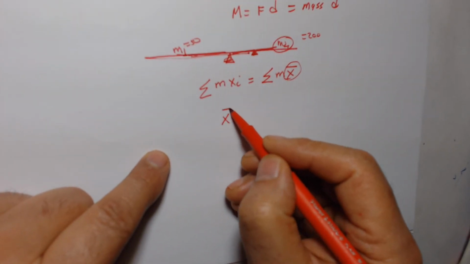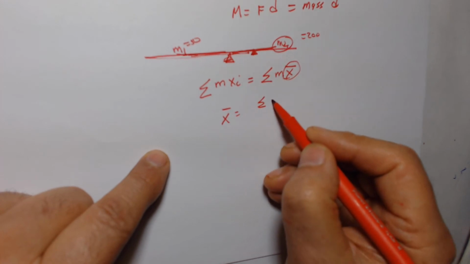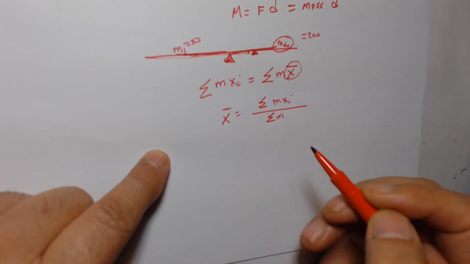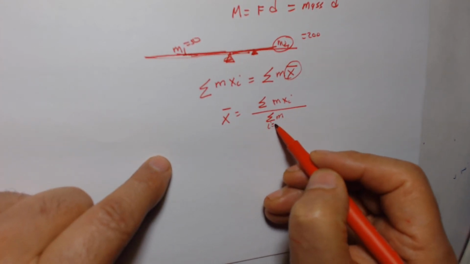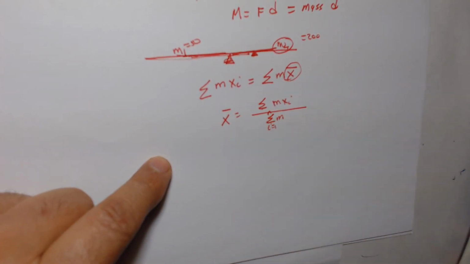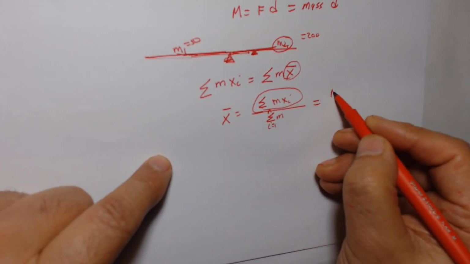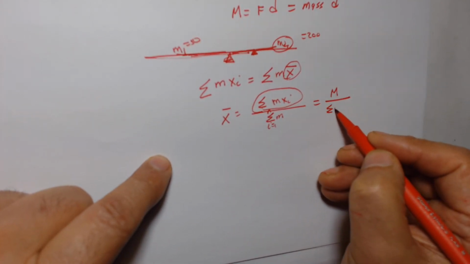And if I solve for x bar, it's going to be the sum of m x i over the sum of the masses, and you can have i from 1 to n. Same thing for that one. The top is called the moment, and the bottom is called the mass.